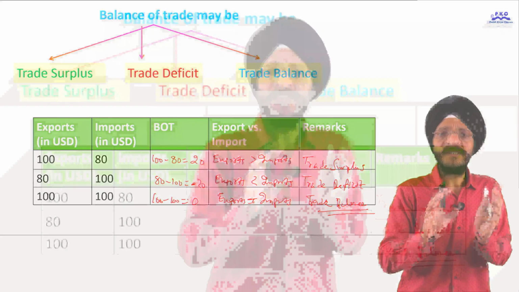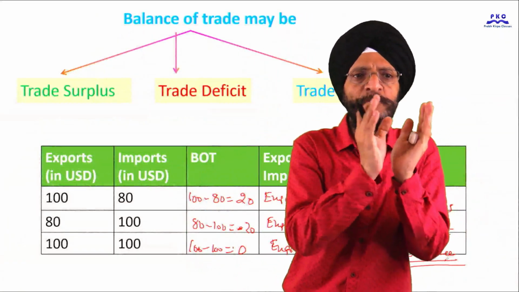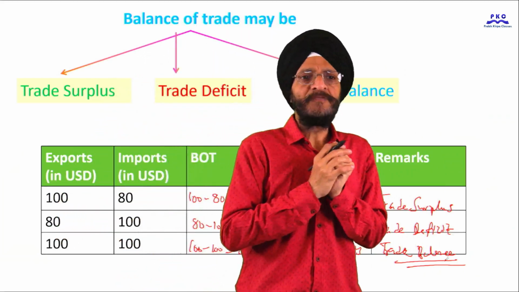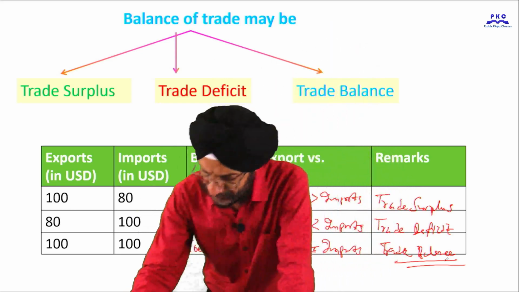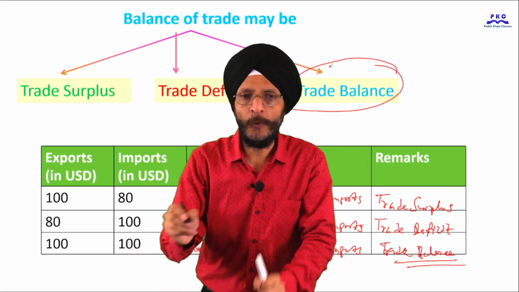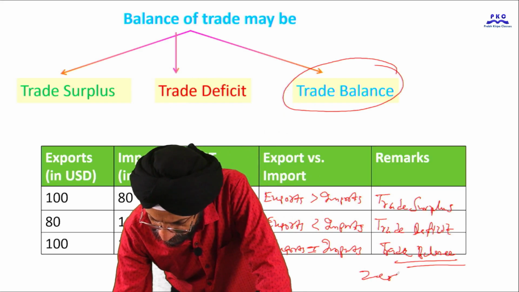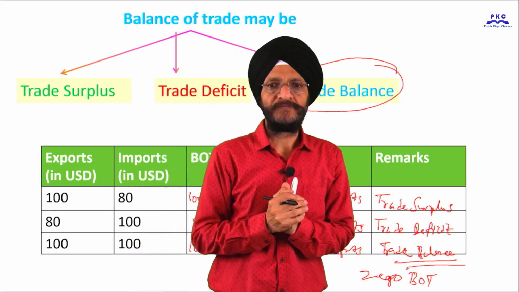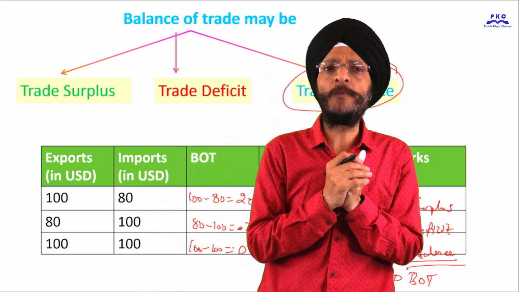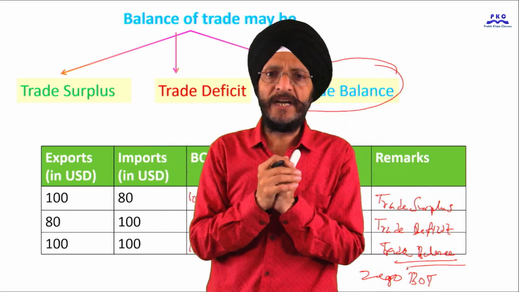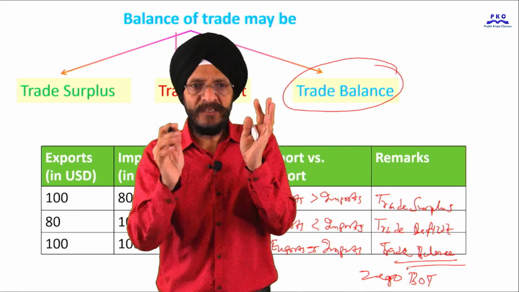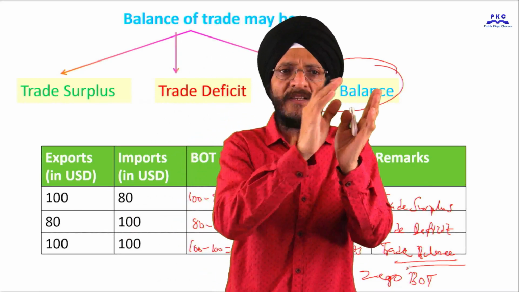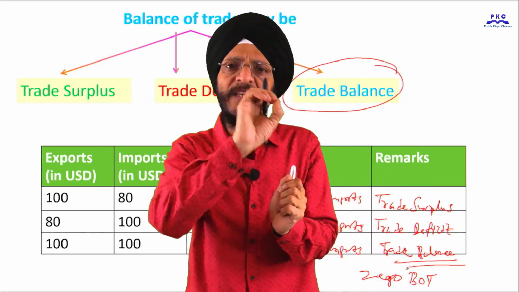Trade balance or zero BOT occurs when exports are equal to imports. But in the real world, this situation of trade balance, that is zero balance of trade, rarely occurs. When we are talking about trade balance, it means there is an approximate balance, that exports and imports are roughly equal to each other.